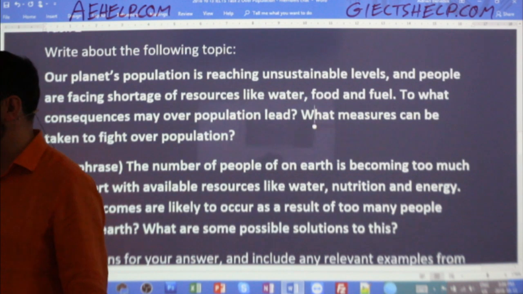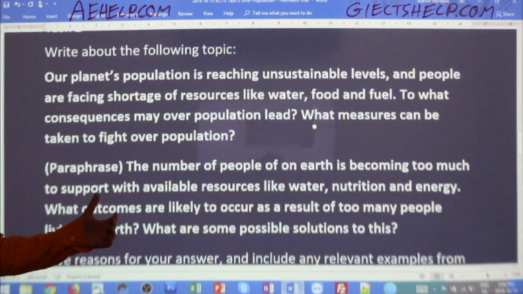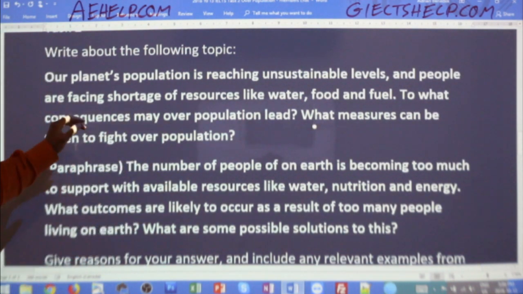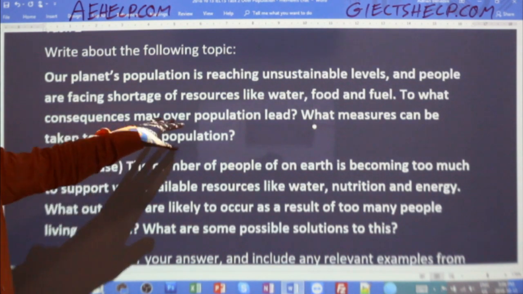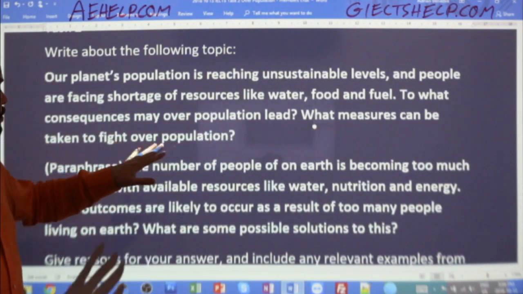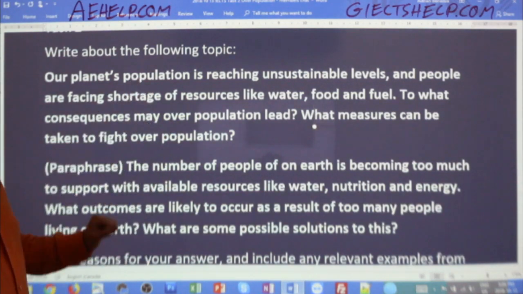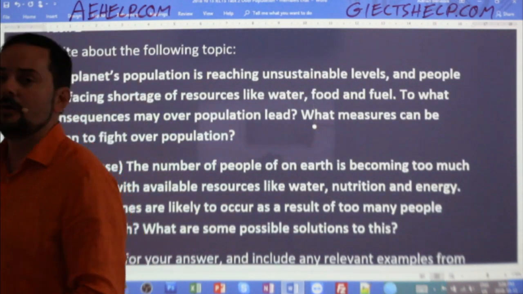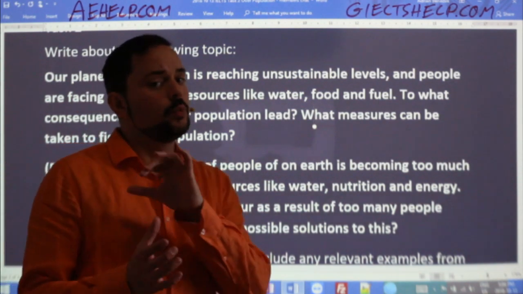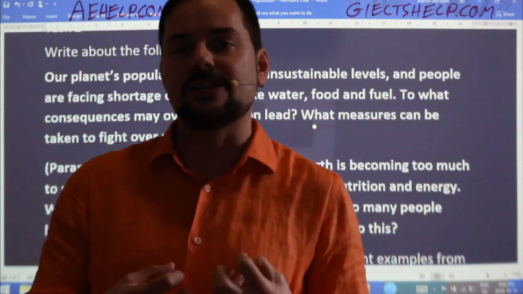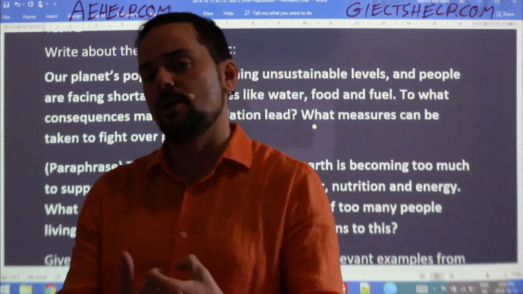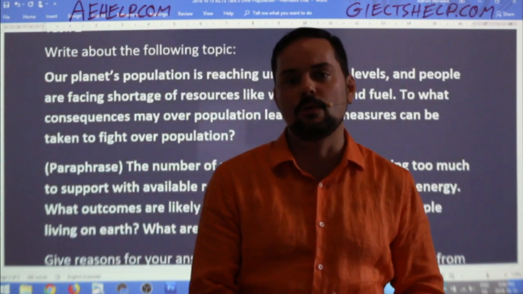the question is asking you, it's a two-part question for task 2. It says, what may be the consequences of overpopulation and what measures can be taken to fight overpopulation? So what are the solutions? Okay. Now, members, I'd like to really work through this entire task 2, so introduction, body 1, body 2, and the conclusion today with you.